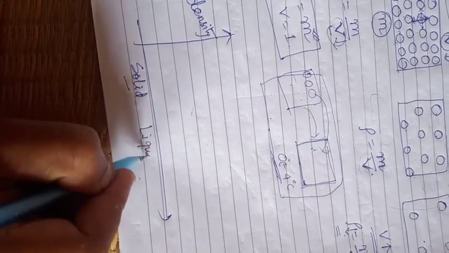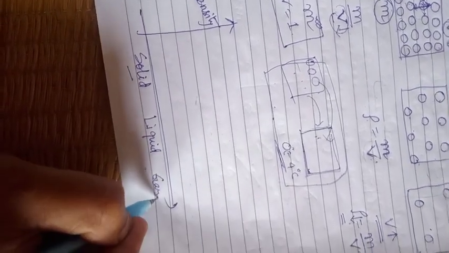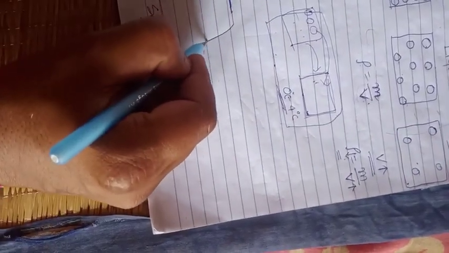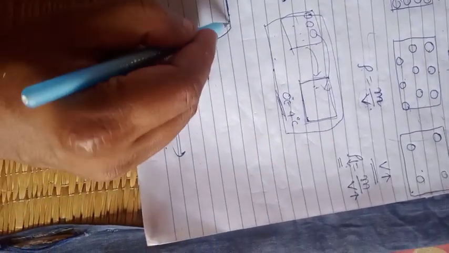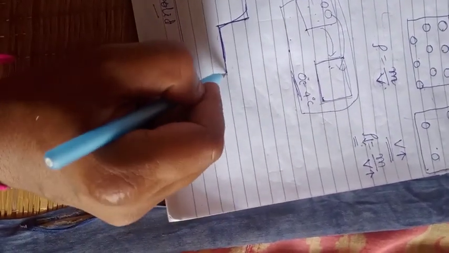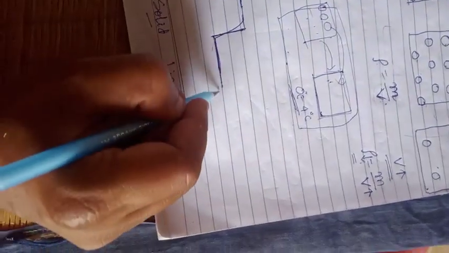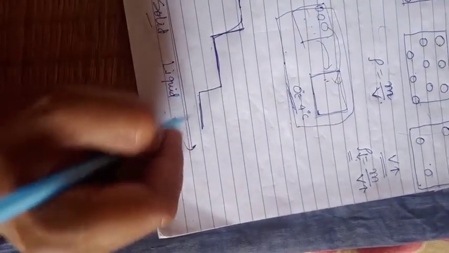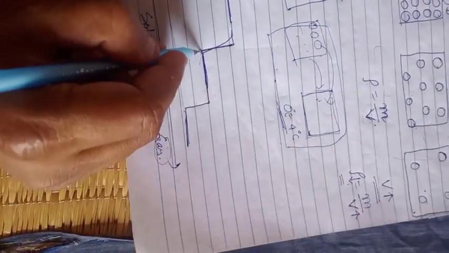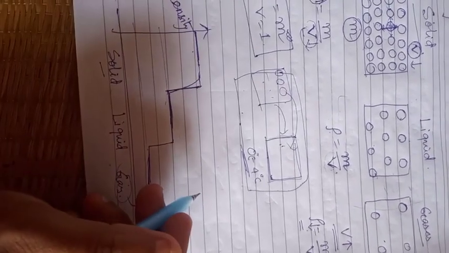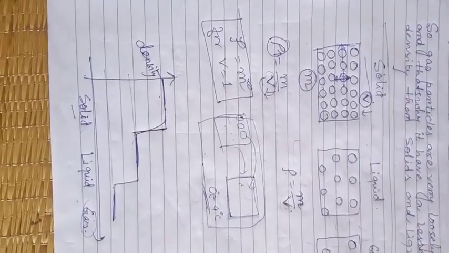and solid, liquid and gases on the x-axis, the density of solid is very high like that for a specific substance. When it becomes liquid, the density will be less. After that, when we get gases, the density will be very low. The density of gas is very low, the density of liquid is moderate, and the density of solid is very high. Clear to you? Thank you for this class.